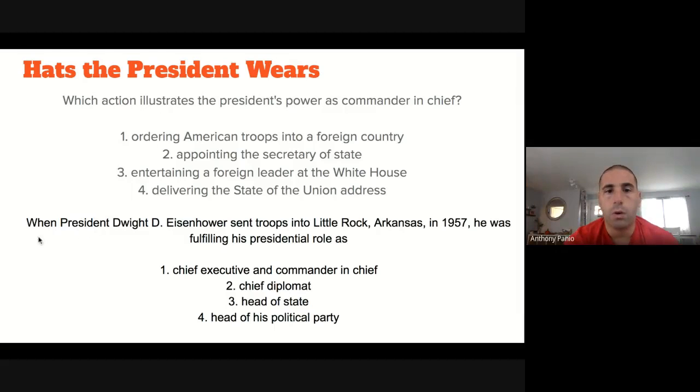Okay, next one here. When President Dwight D. Eisenhower sent troops into Little Rock, Arkansas in 1957, he was fulfilling his presidential role as what? When you're bringing the troops in, excellent. You're doing 1 because you're bringing the troops in, so that's going to be the correct answer. And he's also going to be the chief executive because he's also enforcing the law.